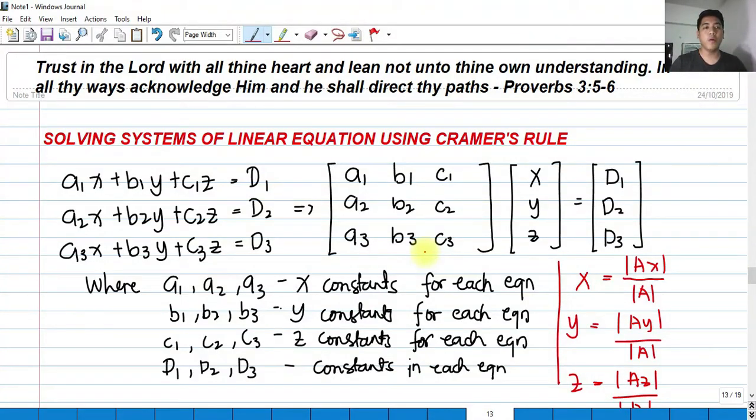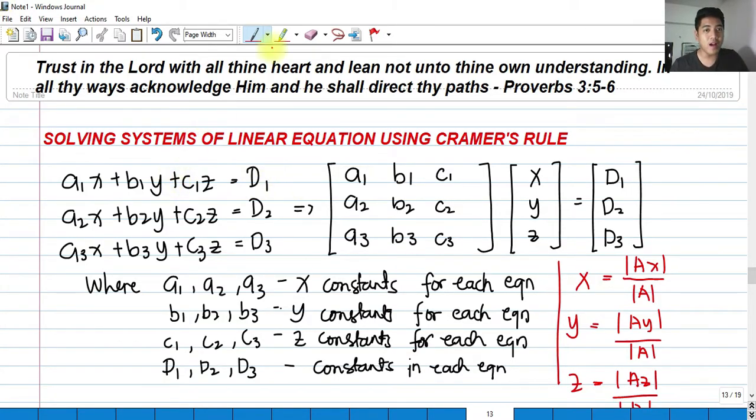Hi, so for today, we're going to talk about solving systems of linear equations using Cramer's rule. We're going to solve the three unknowns, x, y, and z, using Cramer's rule, which employs determinant operations in terms of matrices.